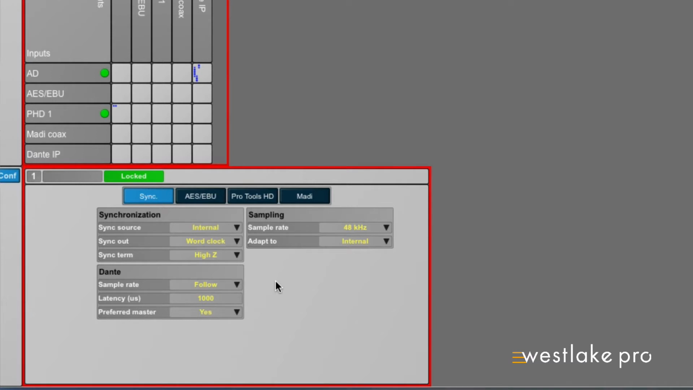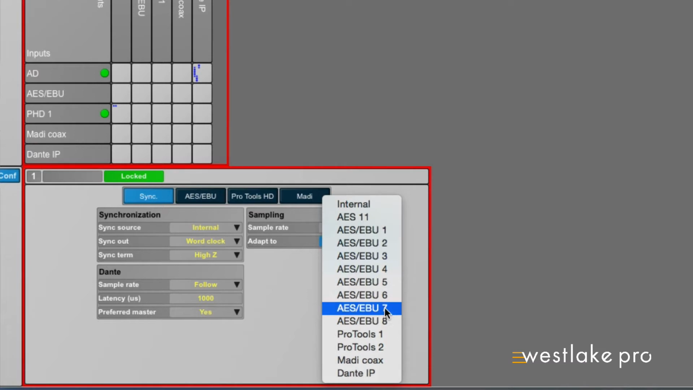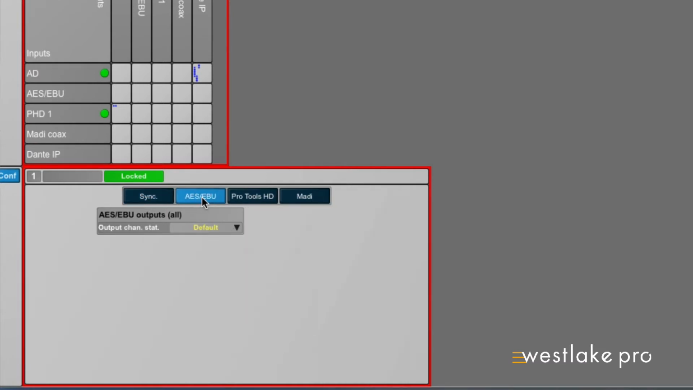The Pro Tools matrix can run at a sample rate as high as 384 kHz. You can clock the matrix internally or have it follow or adapt to an external source. The AES EBU tab allows you to change the output channel status for the AES EBU channels to be either transparent or default.